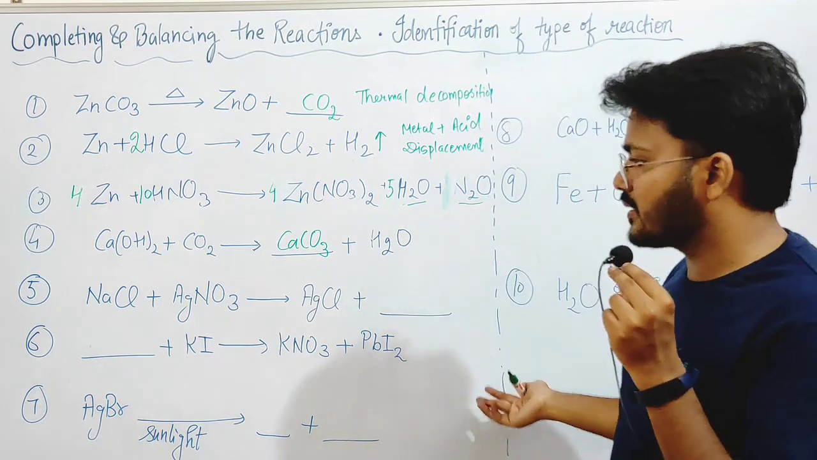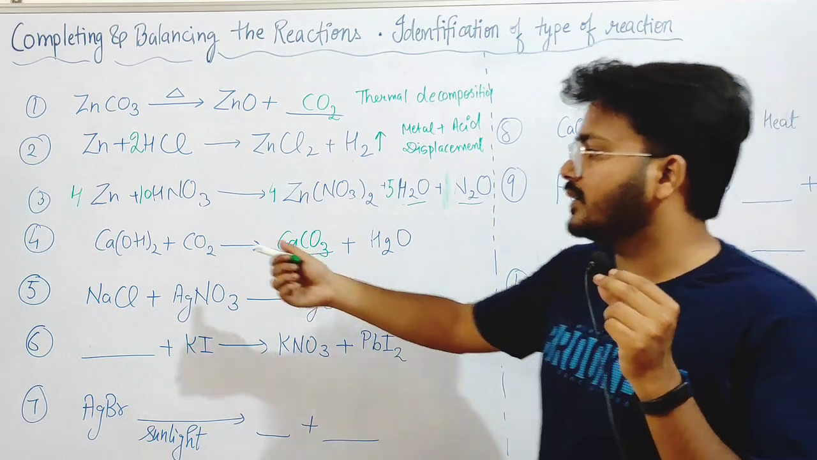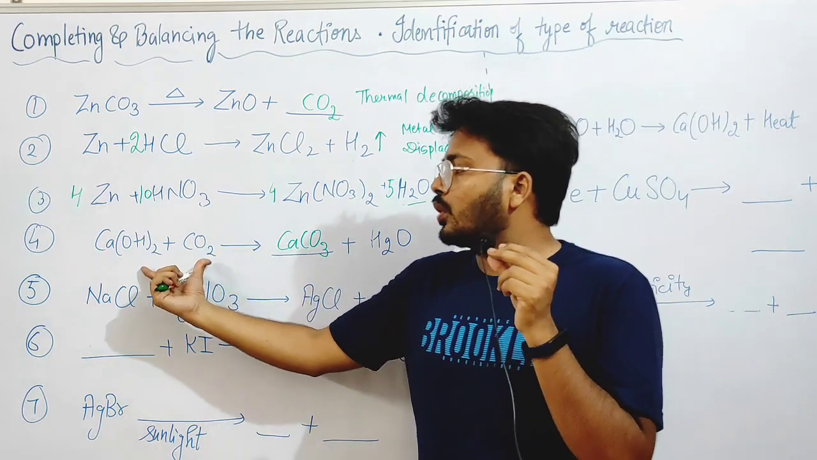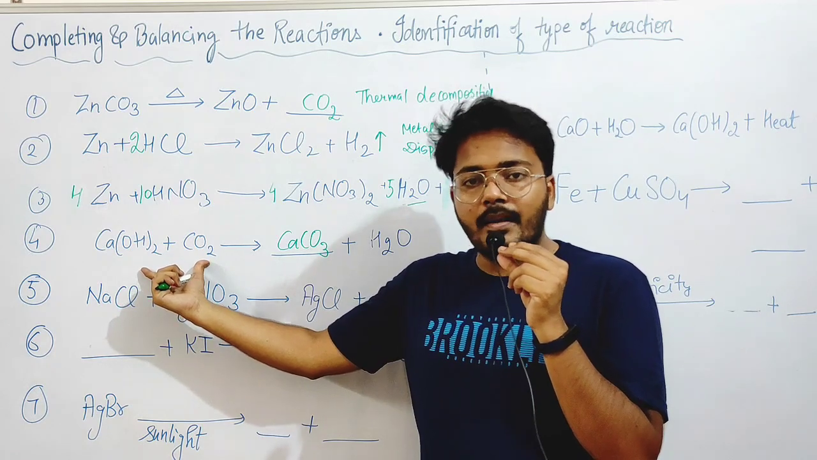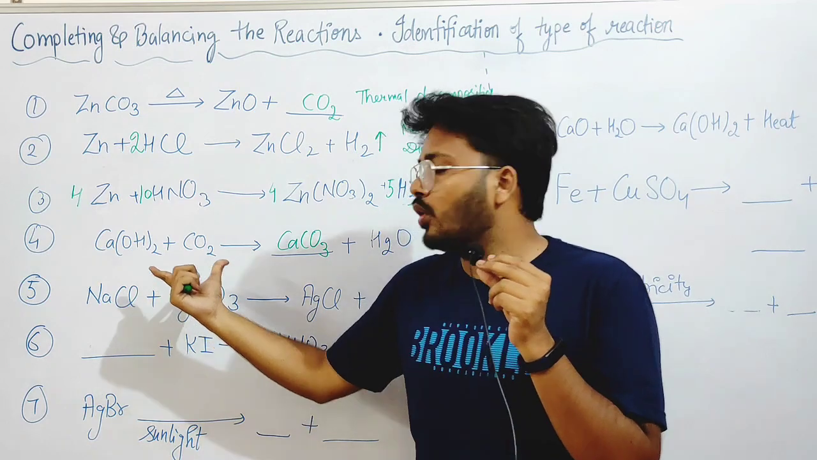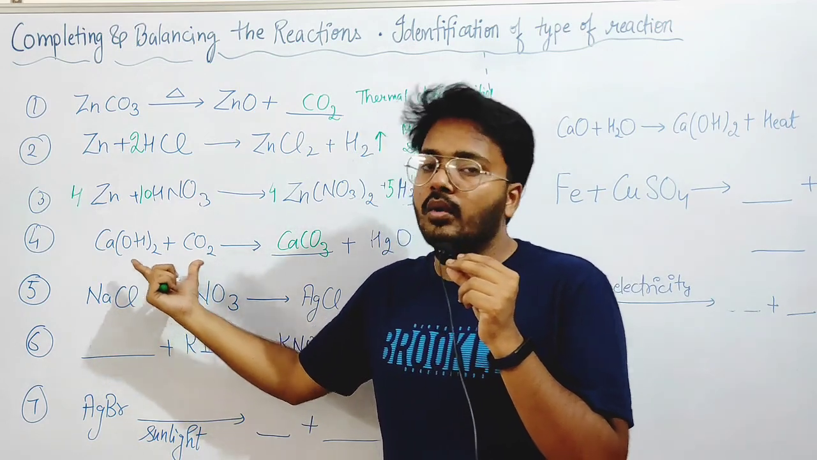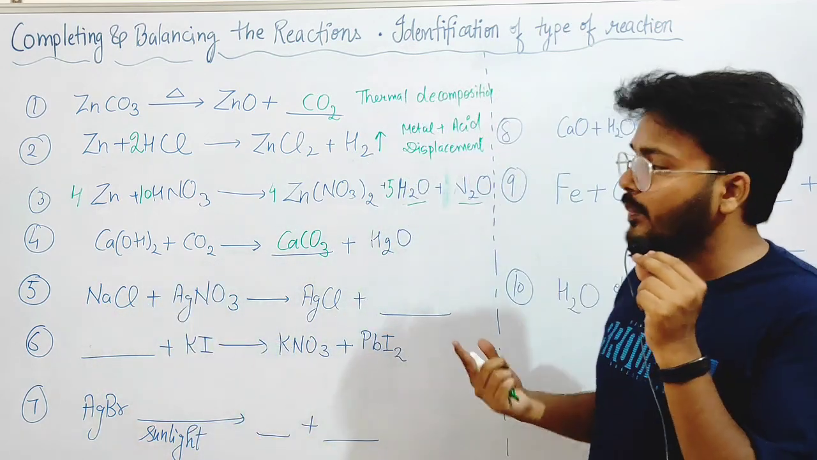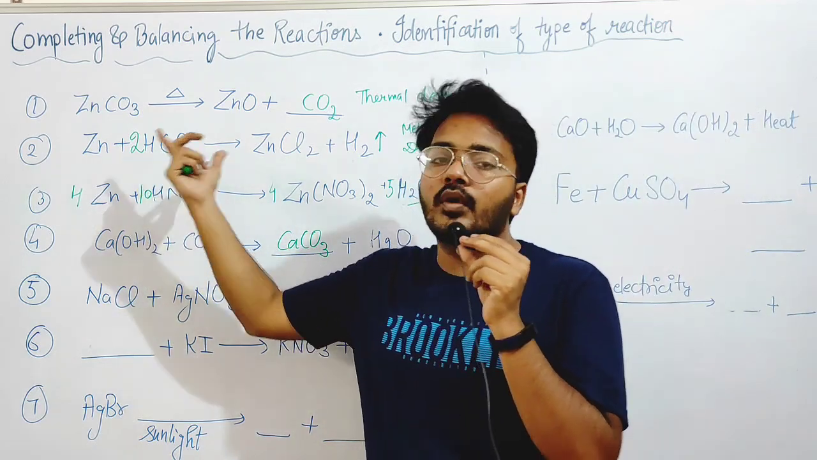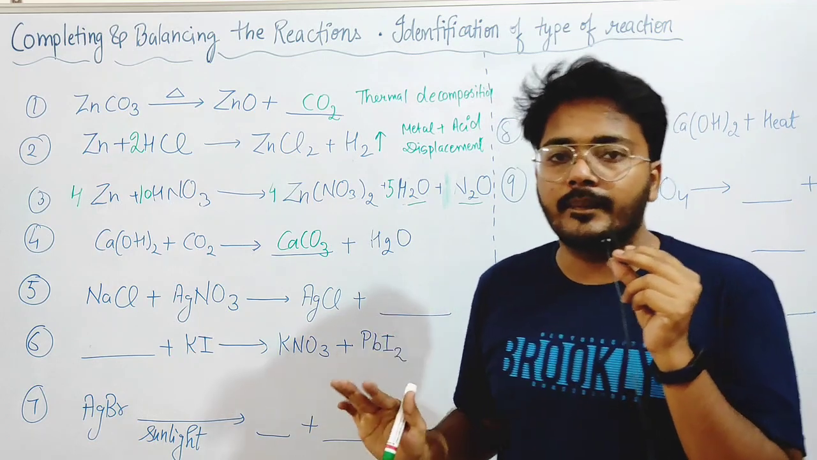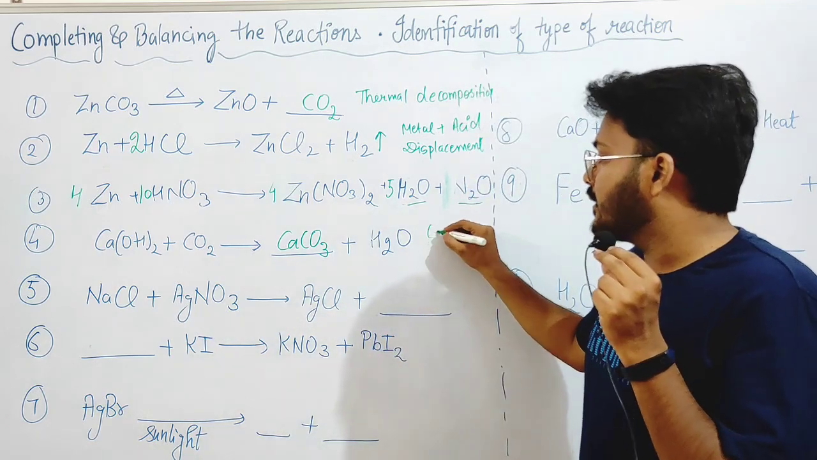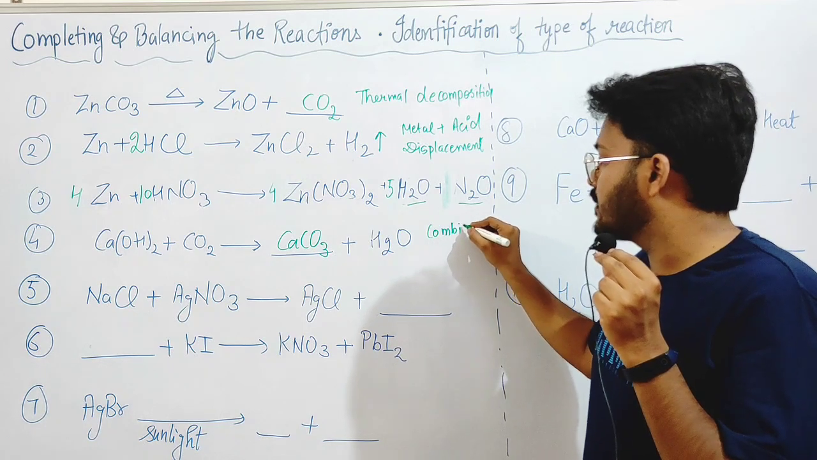Now which type of reaction is it? We can say that this is the combination reaction, because two or more reactants combine together to form one or more products. When you see more than one reactant on the left hand side, simply it is a combination reaction. This is also a combination reaction. This is also an example of a combination reaction you can give. So we can say that this is the combination reaction.